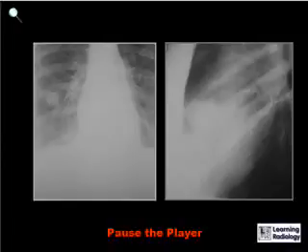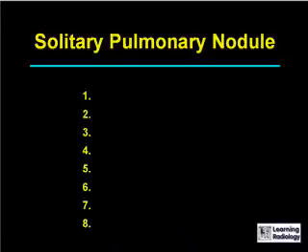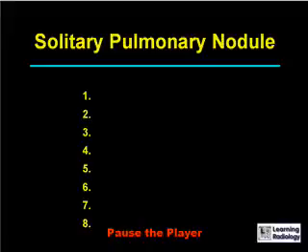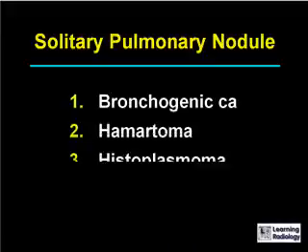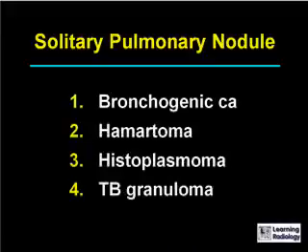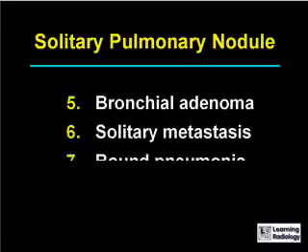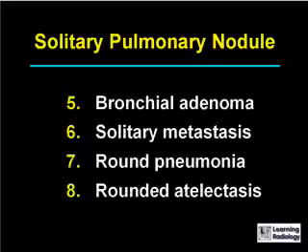Here's the next differential. Pause the player. The differential is a solitary pulmonary nodule. There are 8 causes in the list. Pause the player. The 8 causes of a solitary pulmonary nodule would include a bronchogenic carcinoma, hamartoma, histoplasmoma, tuberculous granuloma, bronchial adenoma, solitary metastasis, round pneumonia, and rounded atelectasis.